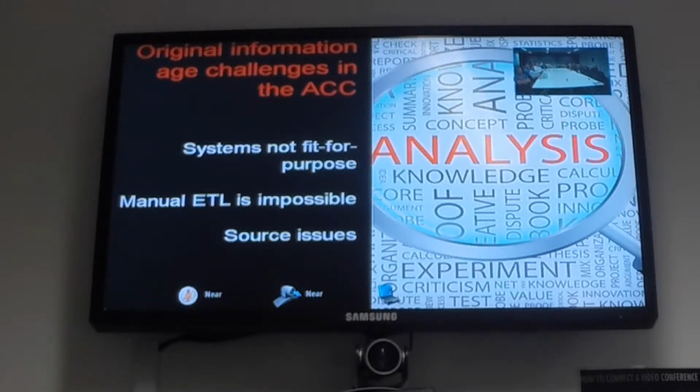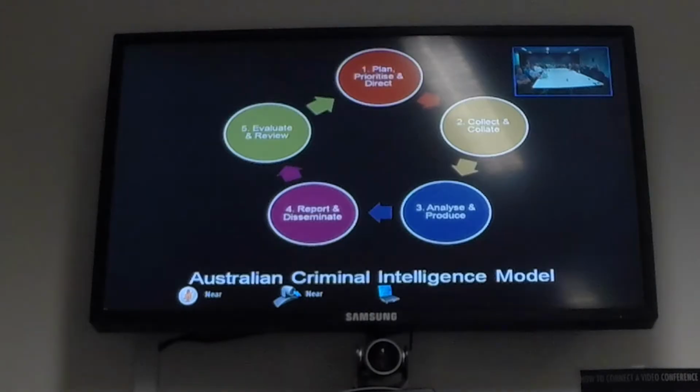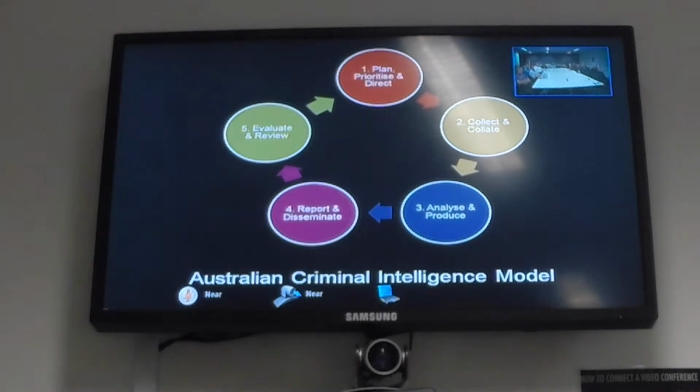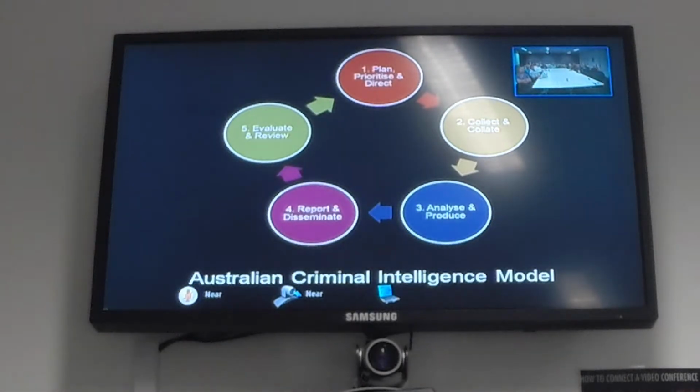So to give you an understanding of what this actually meant, this is the Australian Criminal Intelligence Model, and this is a model that's been adopted by all of law enforcement across the nation. This tells you the cycle that our analysts work in.